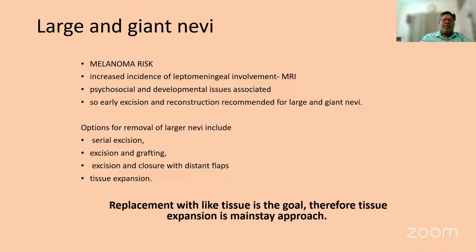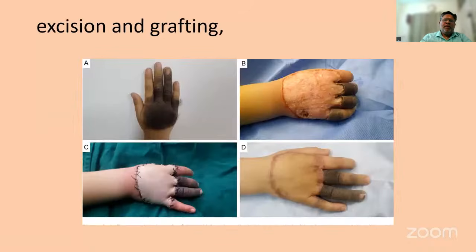The various options for treatment of large and giant nevi are serial excision, excision and grafting, excision and closure with distant flaps, and tissue expansion. Replacement with live tissue is the goal, and therefore tissue expansion is the mainstay of approach. This is a case in which an excision and full thickness graft is done. B is an excision and D is final after the full take of the FTG.